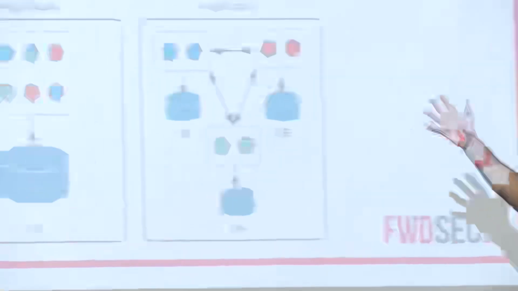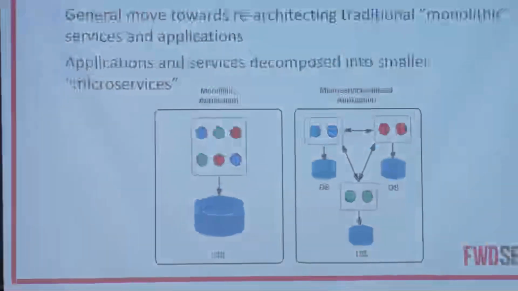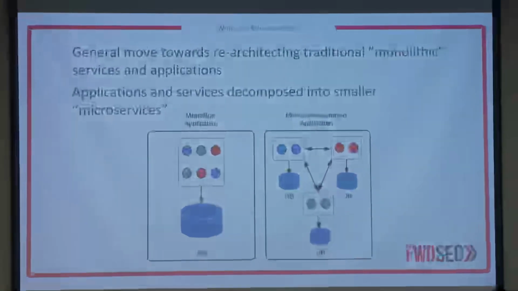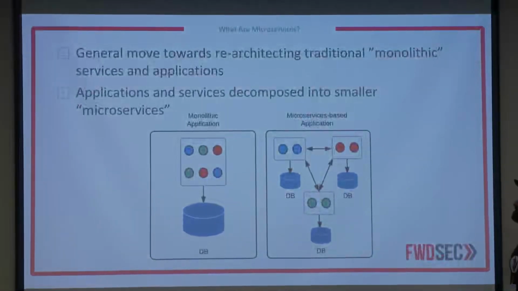And they're difficult to rewrite if you needed to adopt a new framework. So lots of issues with them. So the general move in modern times is to re-architect these traditional monolith services and applications, right? And essentially, applications and services are decomposed into smaller microservices.